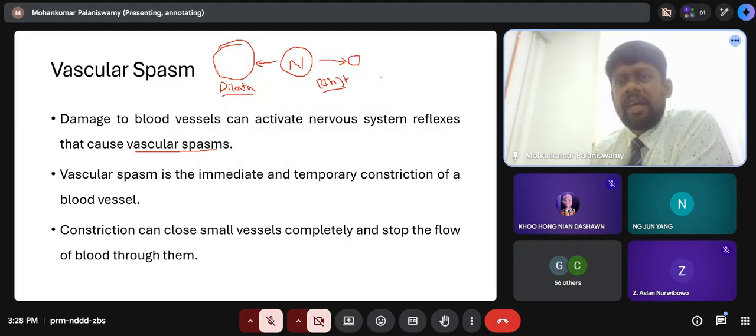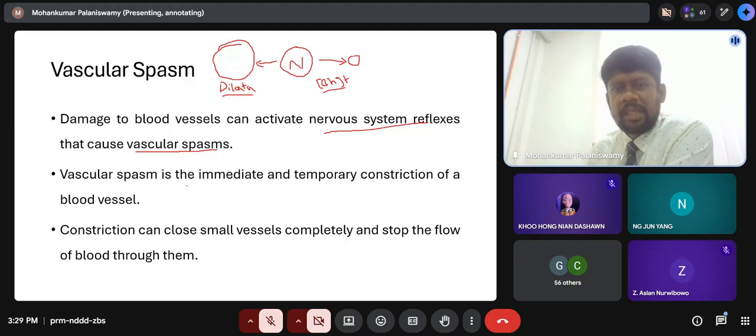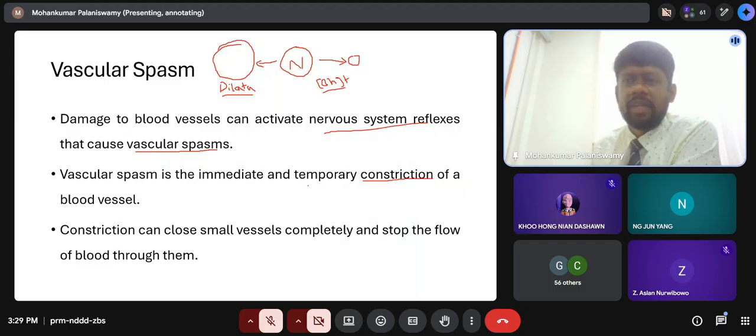So damage to the blood vessel activates our nervous system reflexes that cause vascular spasm, that is vasoconstriction. Vascular spasm is the immediate and temporary constriction of blood vessel. Vaso means blood vessels. It could be any blood vessel, either artery or vein or capillary or arteriole or venule, whatever it is. All those vessels come under the term vaso. So vasoconstriction means reduction in the diameter of blood vessel. It is not a permanent constriction. It is just temporary.